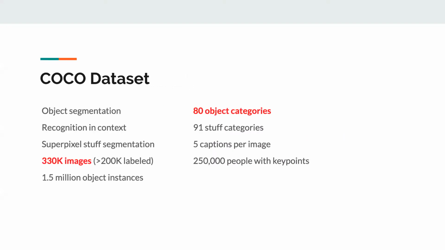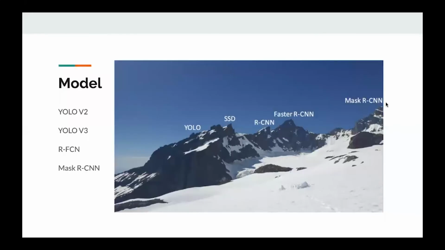COCO is a large-scale object detection, segmentation, and caption dataset. COCO has several features, like it has a large number of images, including over 200K labeled images, with 80 object categories. I will introduce four models we researched: YOLO version 2, YOLO version 3, RFCN, and Mask RCNN. This is the graph for the accuracy and performance of the different models.